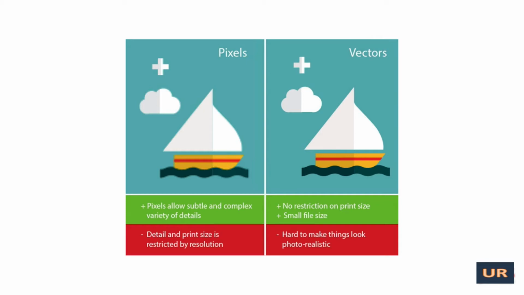Now the advantage of working with pixel or raster images is that the pixels, all those little details, allow the subtle and complex variety of details that is needed, for example, in photography. But of course, the downside of working with pixels is that the detail and print size is restricted by the resolution or original amount of pixels. And also that the file size is usually much bigger than vector files.